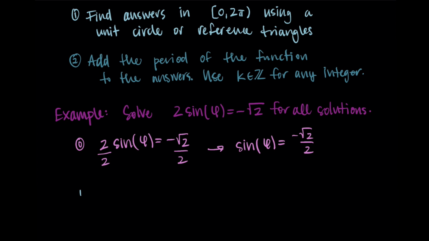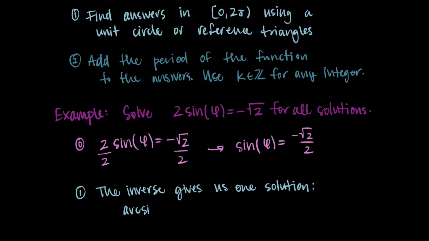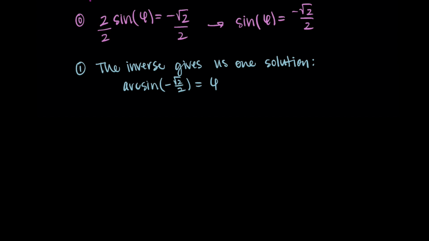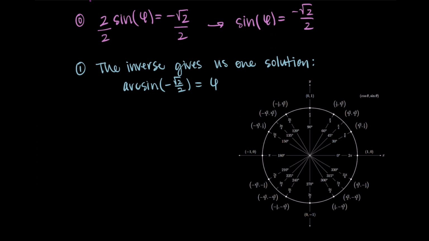Now that we've isolated the sine on one side, we can use the inverse to get our first solution. So we're going to say that arcsine of negative square root of 2 over 2 equals phi. I'm taking that statement I had written and then using the inverse to find one solution. I do this so that you can use a calculator if you really need to, but I'll also show you how to do it with a unit circle.